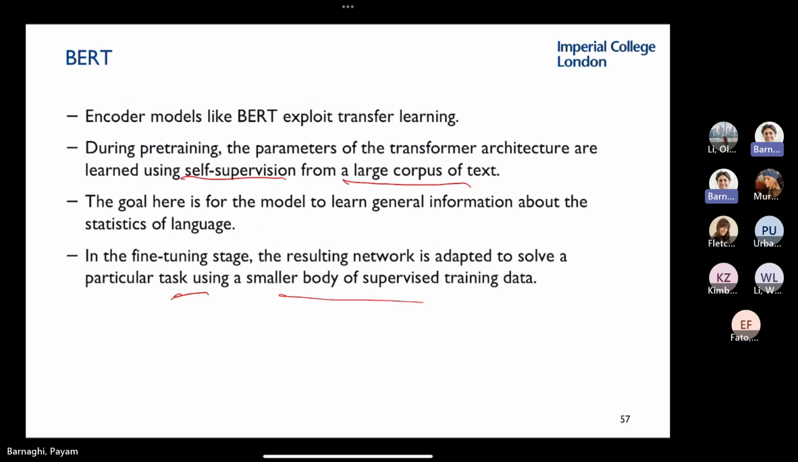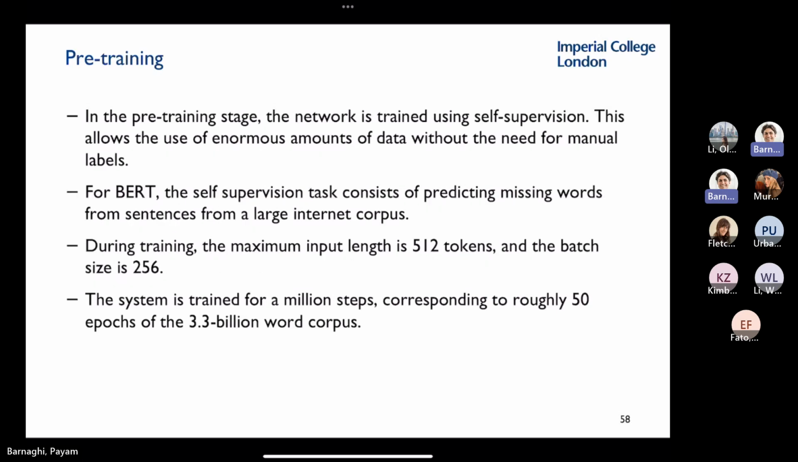In reality, that didn't create much improvement in the model, and a lot of the improvement from training comes from just the first part, the pre-training, which is just self-supervision. Self-supervision predicts missing words for a sentence from a large internet corpus. Again, when they refer to a large internet corpus, they often use Wikipedia because it's publicly available.